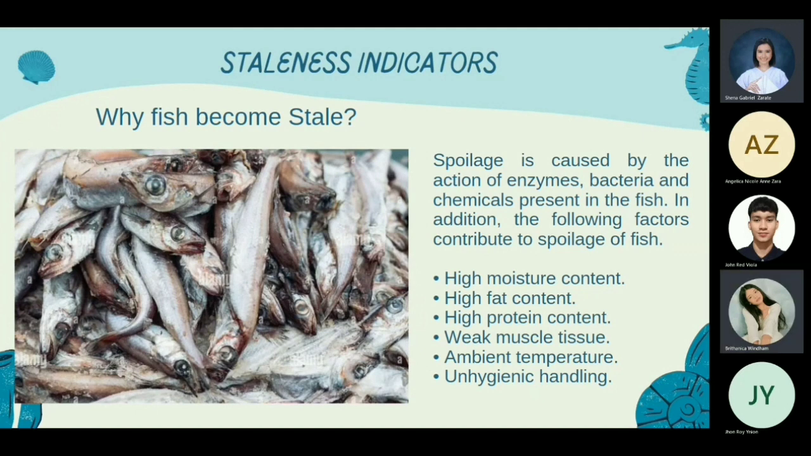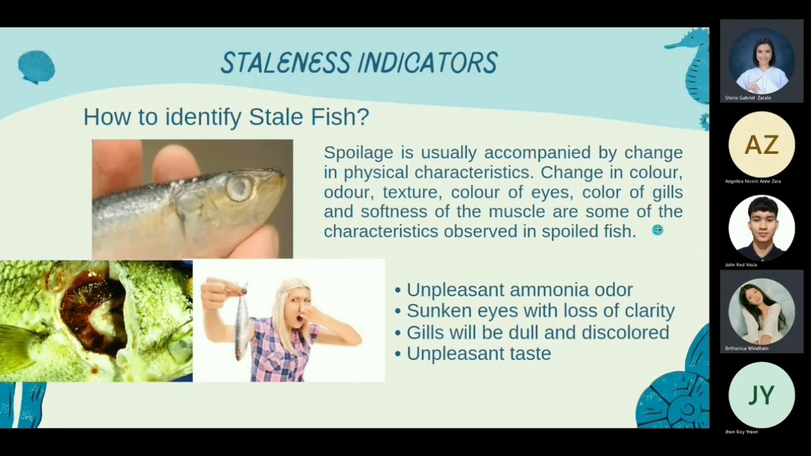So spoilage and freshness are the two qualities that can be clearly defined. A fresh product is defined as one with its whole original characters that remains unchanged. So, next slide. In physical characters, change in color, odor, texture, color of the eyes, color of the gills, and softness of the muscles are some of the characteristics observed in spoiled fish.